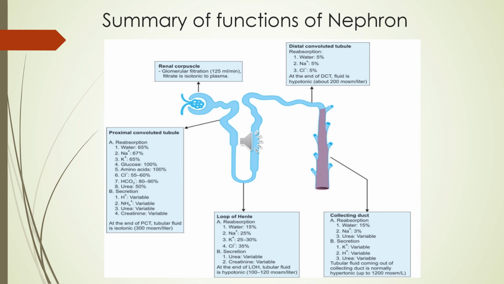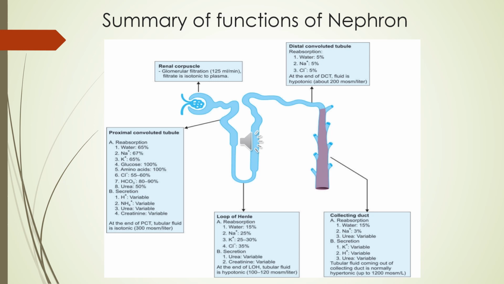And when it reaches the loop of Henle, water, sodium ion, potassium ion, chloride ion are reabsorbed. Water is reabsorbed from the thin descending segment. Sodium ion, potassium ion, chloride ion are reabsorbed from the thick ascending segment of loop of Henle. Then urea, creatinine, etc. are secreted into the loop. And at the end of the loop of Henle, the fluid becomes hypertonic.